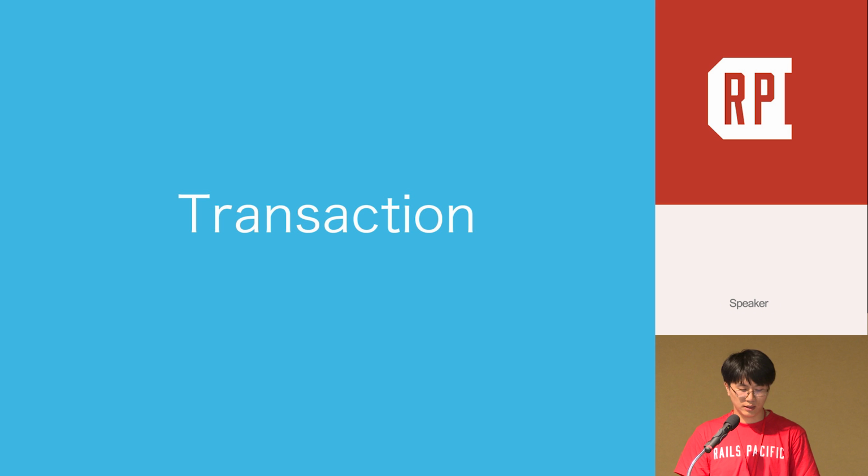Then let's turn to transactions. It's another important concept in databases. A transaction is a unit of program execution that accesses and possibly updates various data items. Understanding the concept of a transaction is critical for understanding and implementing updates of data in a database. So let's see a real example in Rails first.